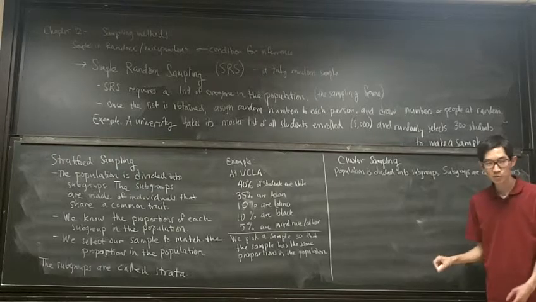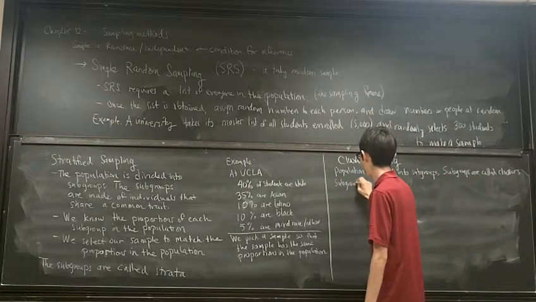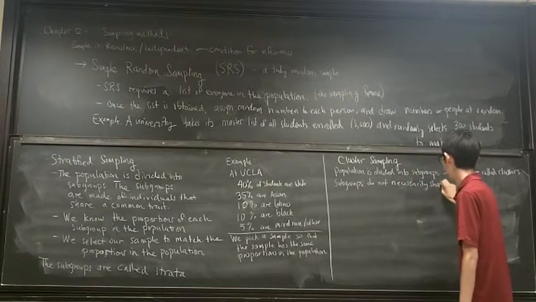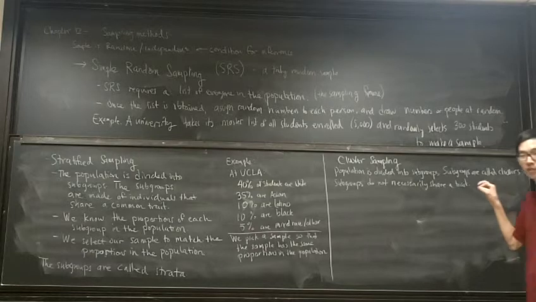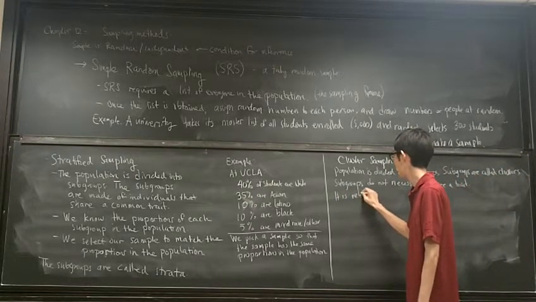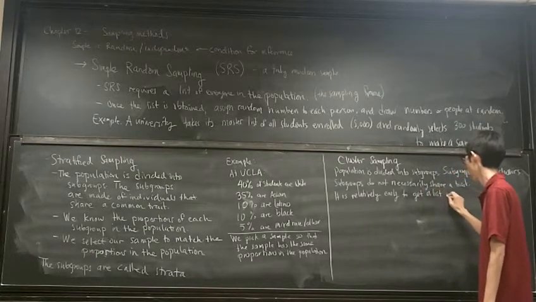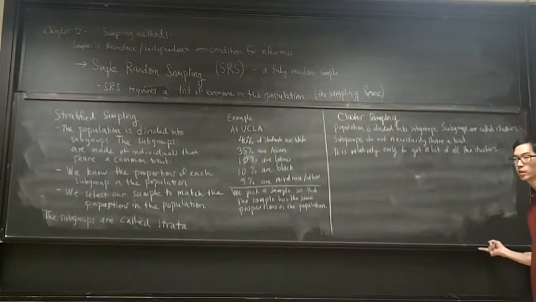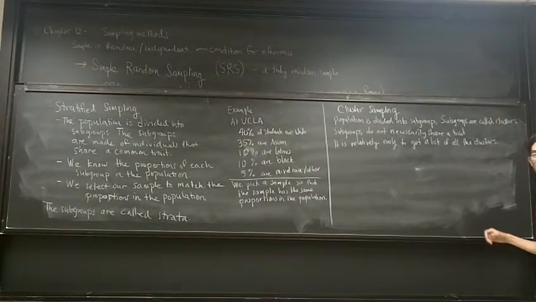In this case, the subgroups don't necessarily share a common trait, like over here. And the key difference here is it is easy, or relatively easy, to get a list of all the clusters, okay? The sampling works like this: we randomly select some of the clusters, and once we've selected the clusters, we look at everybody in the selected clusters.